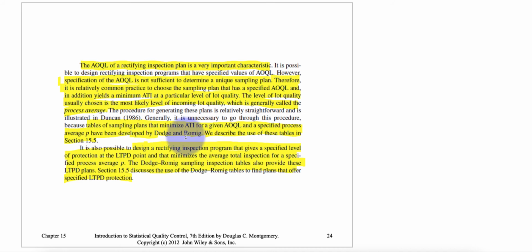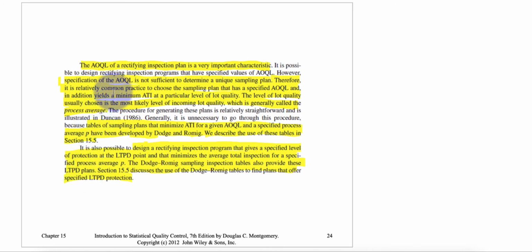But just remember that you are going to design your sampling plan, if you are making a rectifying procedure, with these two metrics, average outgoing quality level and average total inspection. It is also possible to design a rectifying inspection program that gives a specified level of protection at the LTPD point, and that minimizes the average total inspection for a specified process average P. The Dodge-Romig sampling inspection tables also provide these LTPD plans.